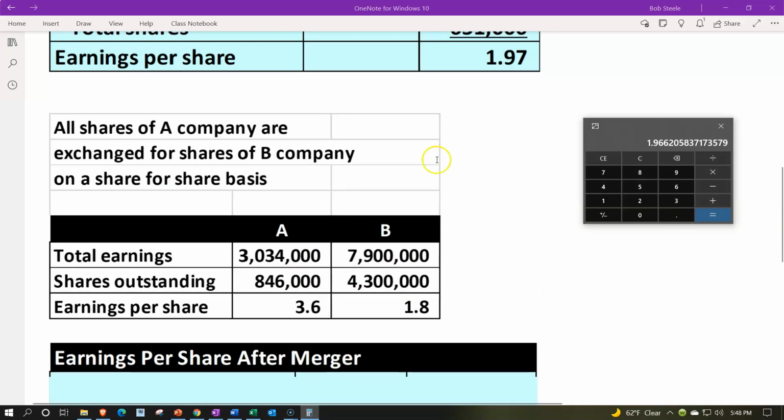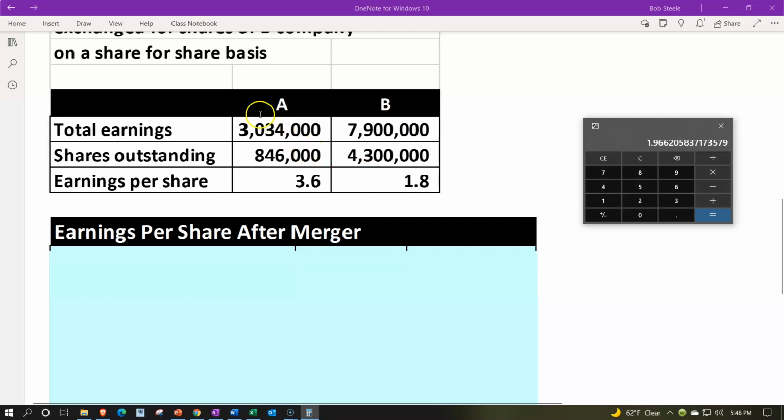We're going to say all shares of A company are exchanged for shares of B company on a share-for-share basis. Now the total earnings for A are 3,034,000, for B, 7,900,000. The shares outstanding for A, 846,000, for B, 4,300,000. The earnings per share for A, 3.6, for B, 1.8. Same kind of thing. We're going to say that B is going to be acquiring A.